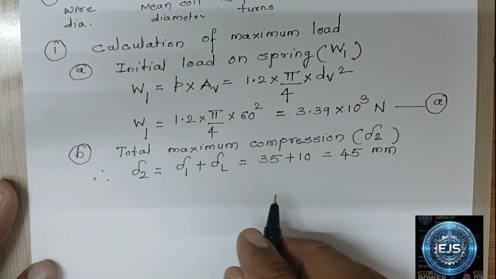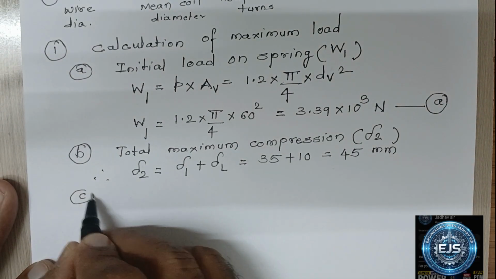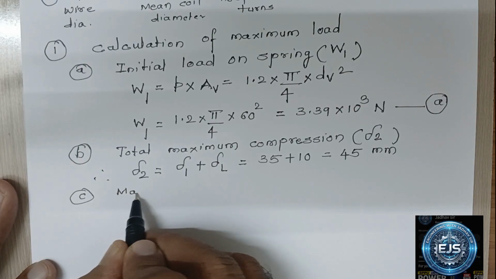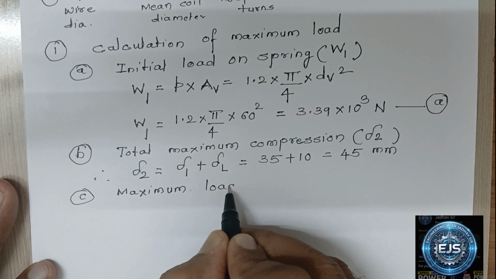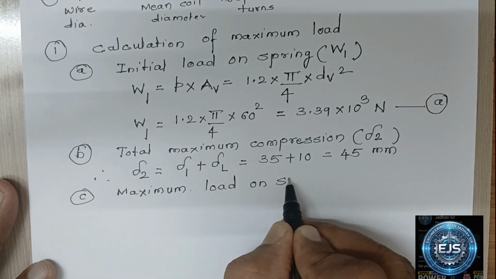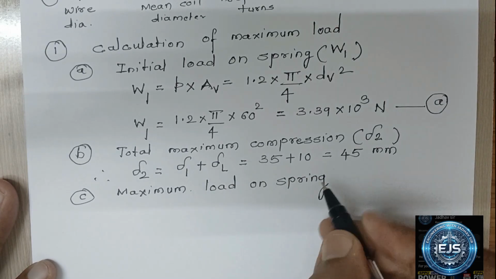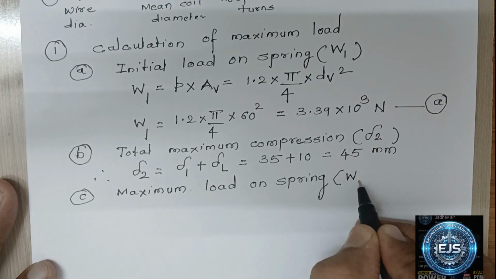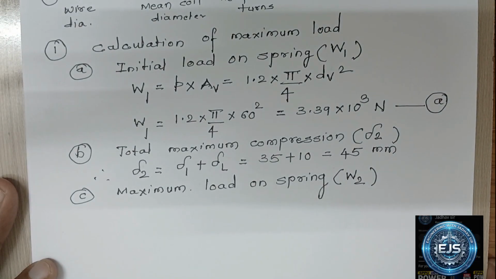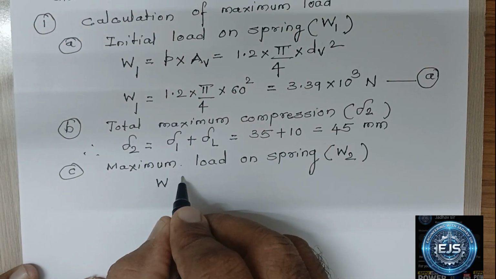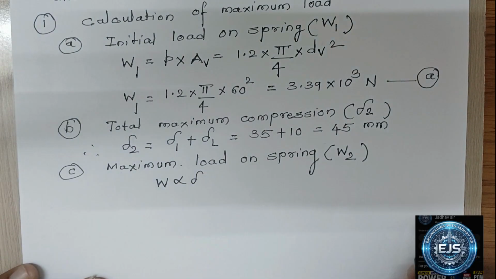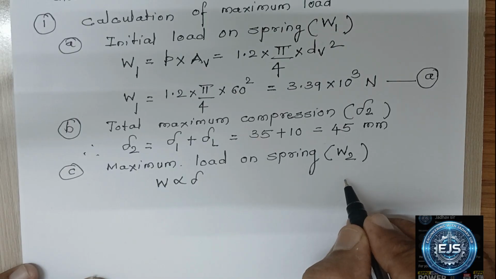Now we have to calculate the maximum load corresponding to this maximum compression. So we have to calculate the maximum load acting on a spring. So maximum load on a spring, we'll denote it as W2. Initial load was W1. Maximum load on a spring is W2. So we know the load required is directly proportional to compression. So W is directly proportional to compression, that is delta, or deflection of the spring. So we have to write the equation.